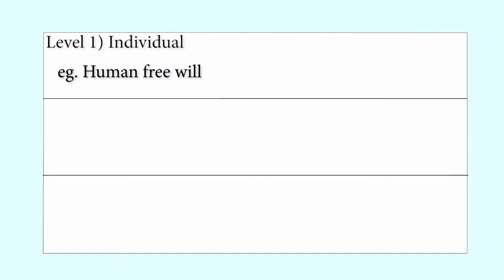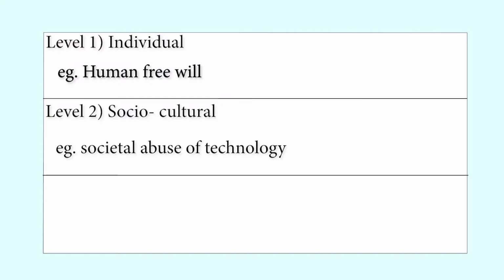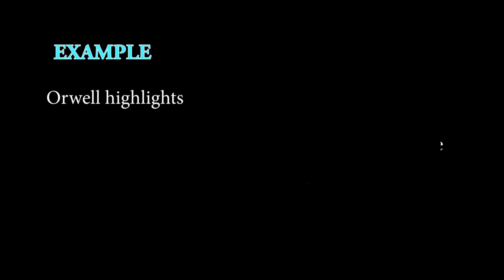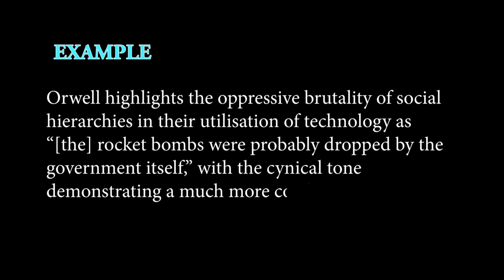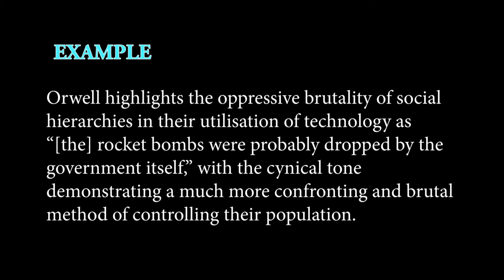The second category will be societal and sociocultural. For example, society's abuse of technology. Orwell highlights the oppressive brutality of social hierarchies in the utilization of technology, as rocket bombs were probably dropped by the government itself, with a cynical tone demonstrating a much more confronting and brutal method of controlling their population.